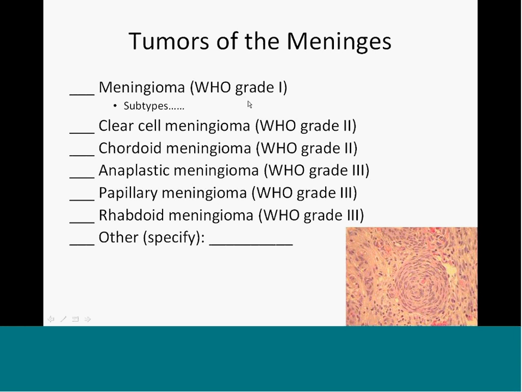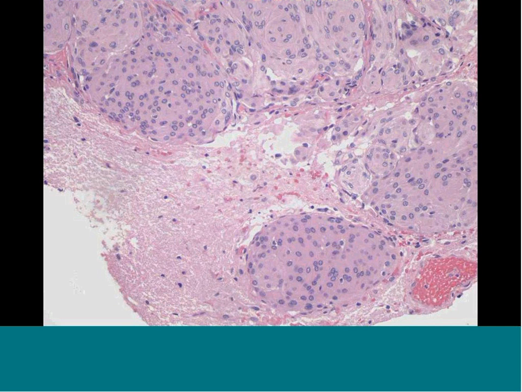Then the last group is tumors of the meninges. And as you see, it is divided up in grade 1 tumors, grade 2 tumors, and grade 3 tumors. And there are a couple of issues there that need to be discussed.